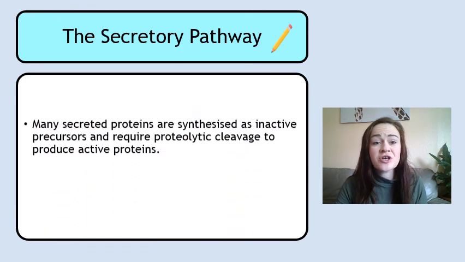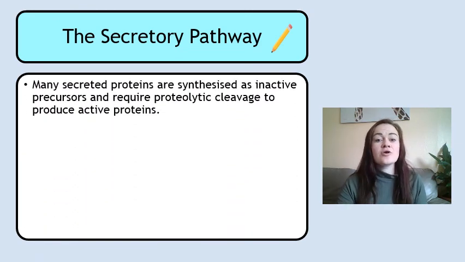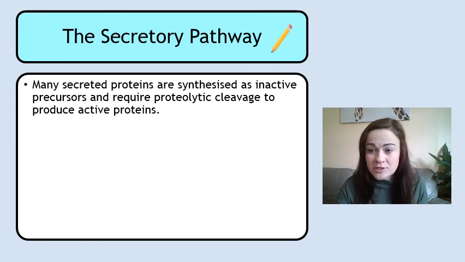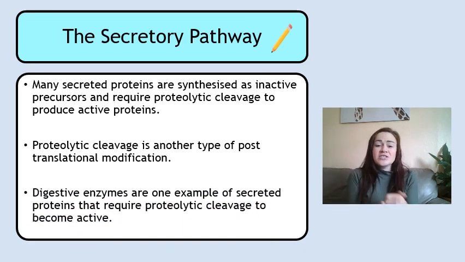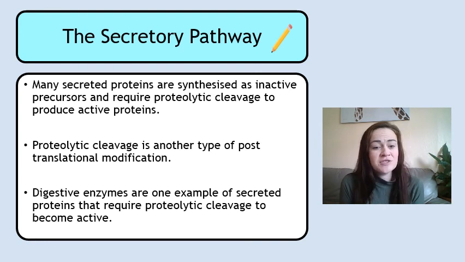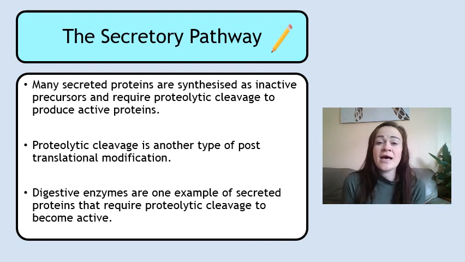Often these proteins are inactive. They're inactive precursors, and they require proteolytic cleavage to produce active proteins. Proteolytic cleavage is just another type of post-translational modification. Digestive enzymes are one example of secreted proteins that require proteolytic cleavage to become active. We looked at insulin as an example.